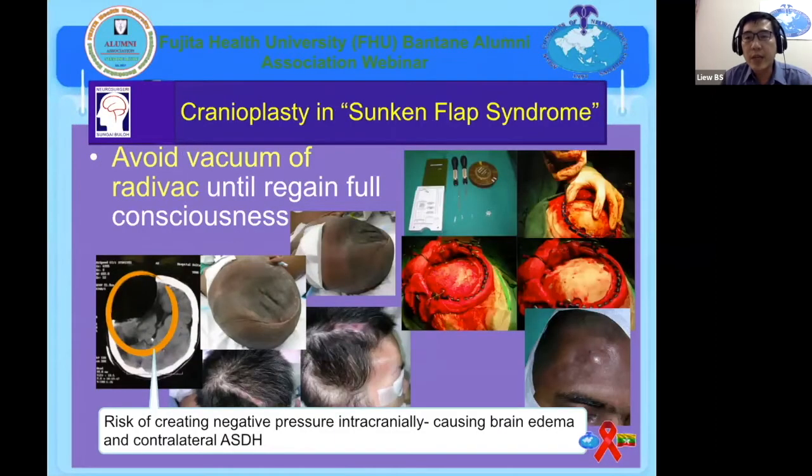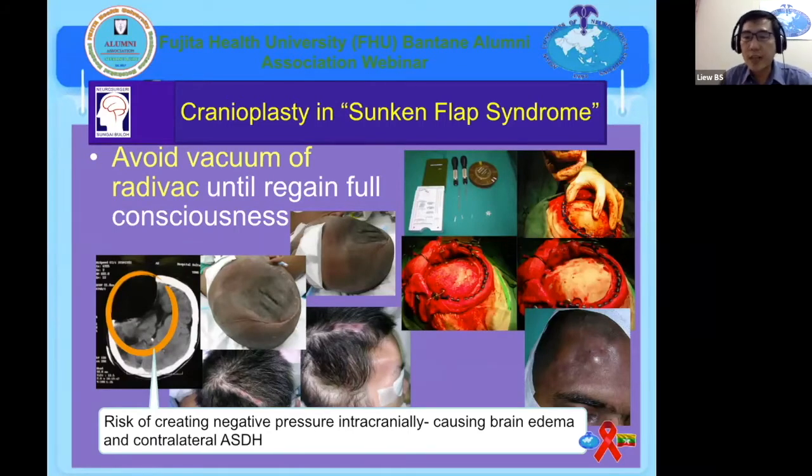What type of subgaleal drain should we put inside? Generally we put a vacuum subgaleal drain, but in this case it is actually very dangerous to use a vacuum subgaleal drain postoperatively, because you will tend to create a negative pressure within the cranium, and you can unnecessarily cause a shift in all the structures, especially tearing the venous structures. So in these kinds of cases, I usually just put a passive drain until the patient is fully conscious and reversed from general anesthesia, before I gradually increase the suction, to avoid unnecessary collection of fluid.